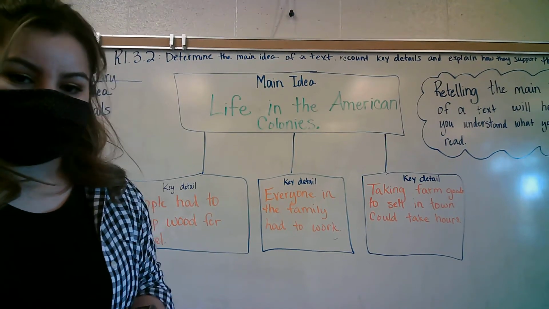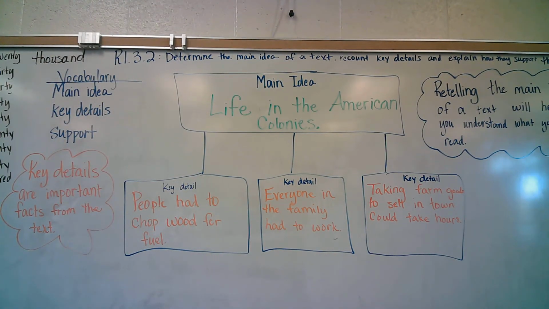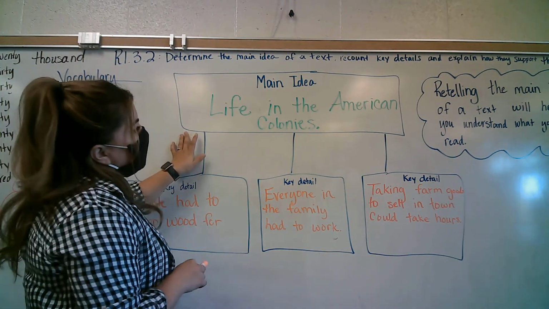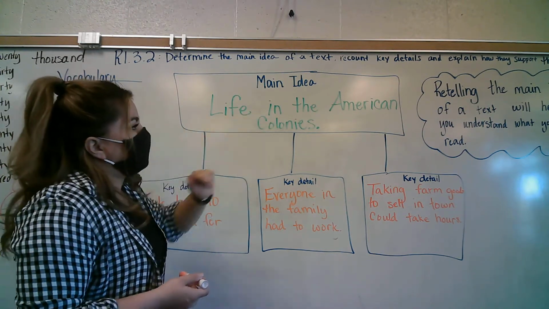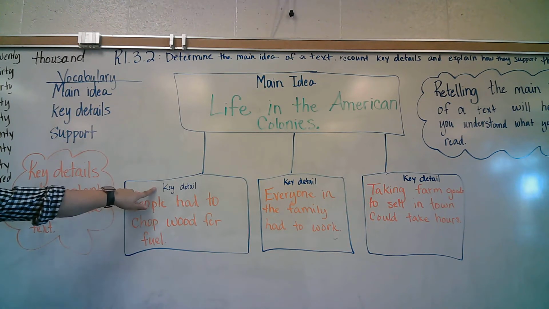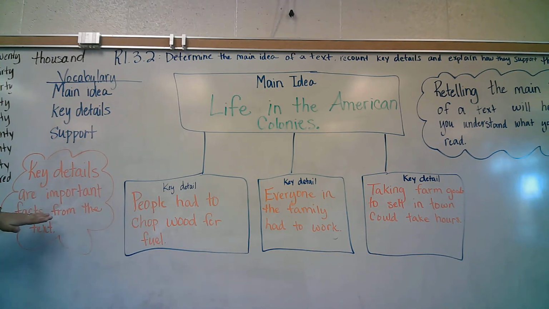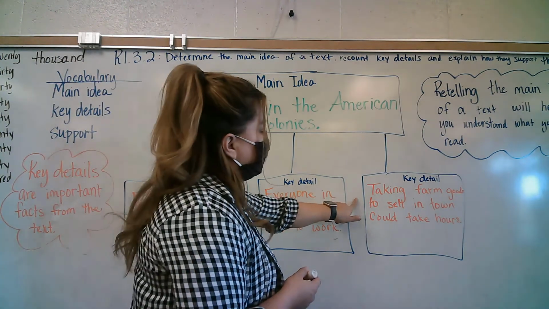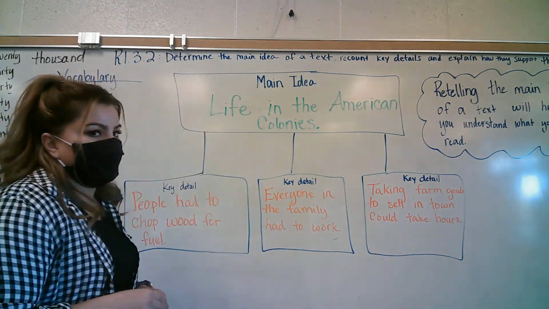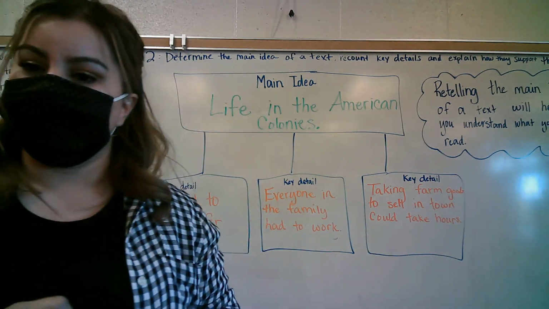Okay, so we have finished our chart. So our main idea, which again is mostly what the text is about, is life in the American colonies. Our first key detail, which is an important fact from the text, is people had to chop wood for fuel. Everyone in the family had to work, and taking farm goods to sell in town could take hours. And that is how we find the main idea.